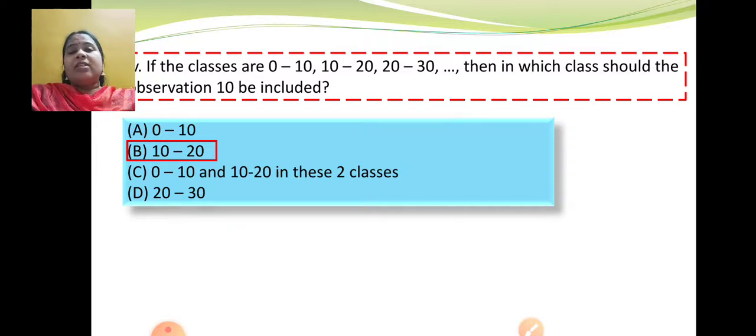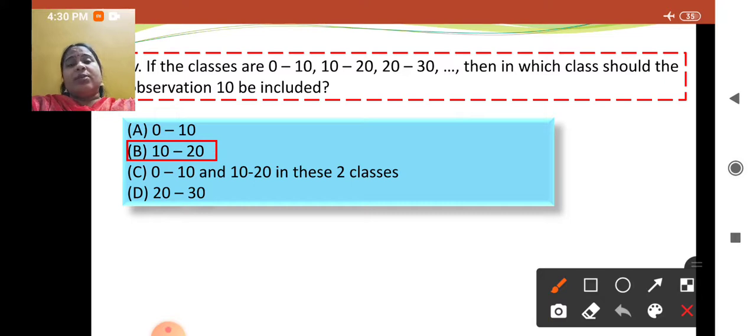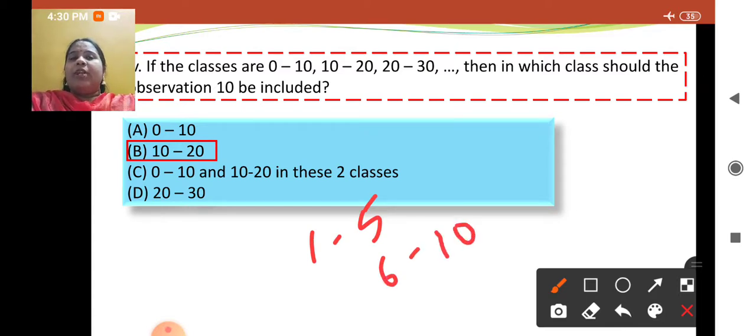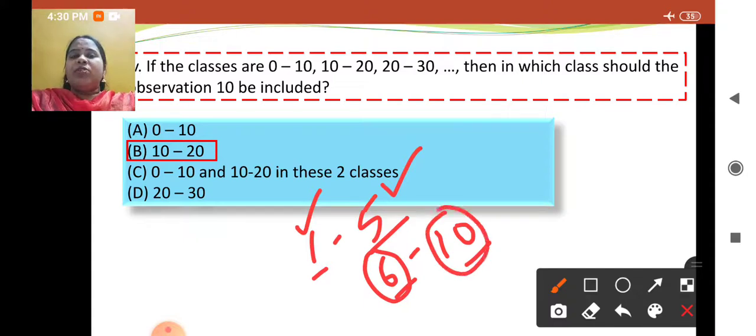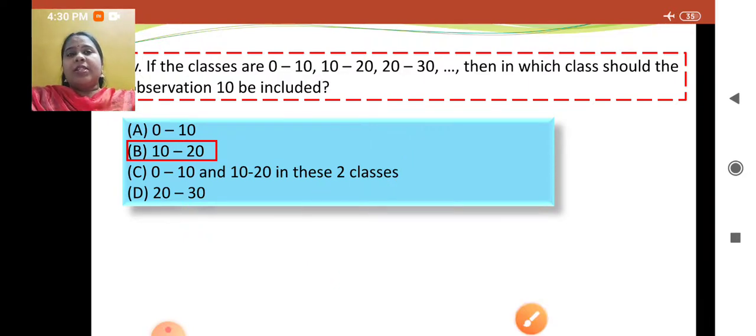Okay. When the classes are continuous, then what is to be done? Suppose I have the classes like this. Now this is continuous. Suppose the classes are not continuous, like I have 1 to 5 and then 6 to 10. Then what is to be done? 1 also is to be included, 5 also is to be included. Both lower limit and upper limit have to be included. 6 to 10, here also 6 has to be included, 10 also has to be included. This is for non-continuous classes, but the question given was continuous. So you need to include this 10 in the class 10 to 20. I hope now at least this concept is clear to you.